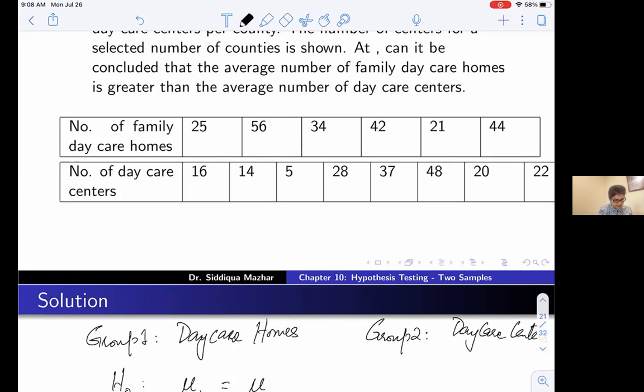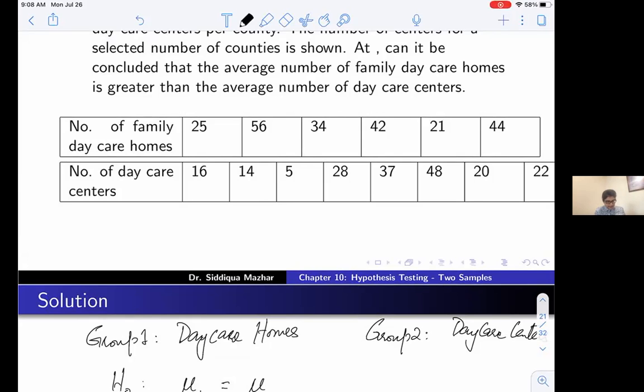So the rest I will delete. You have to make sure that your L1 is the number of family daycare homes and L2 is your number of daycare centers, because mu1 will be associated with my list 1 and mu2 will be associated with my list 2. So this has to be written consecutively in the following order.